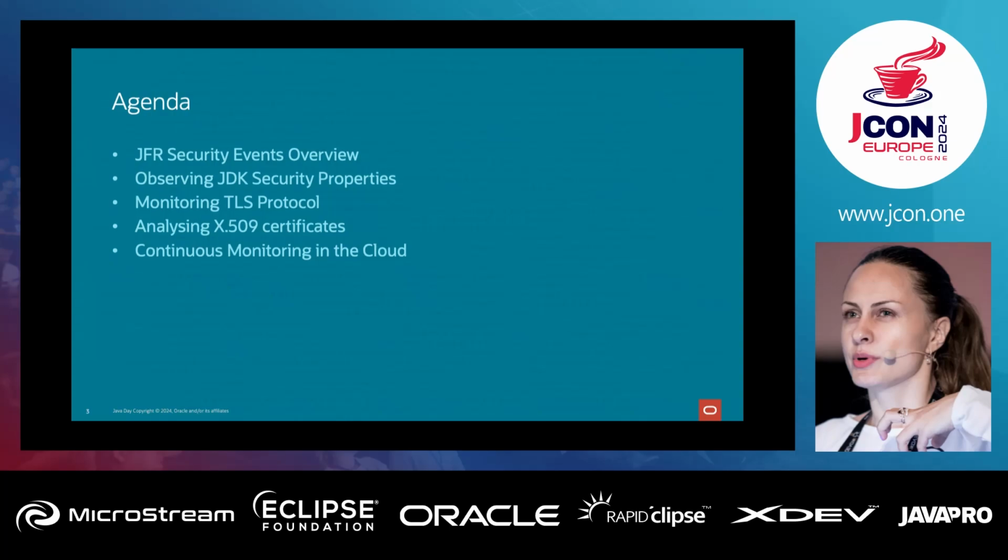Let's look a bit at what we're going to talk about today. We're going to start by looking at the JFR security events. That's a small overview. We're going to observe the security properties, and we're going to see what options we have as Java developers. It's going to be a little refreshment there. Then monitoring the TLS protocol, analyzing the X.509 certificates, and of course, looking a bit at continuous monitoring in the cloud, so how we can connect all this information on the cloud side.